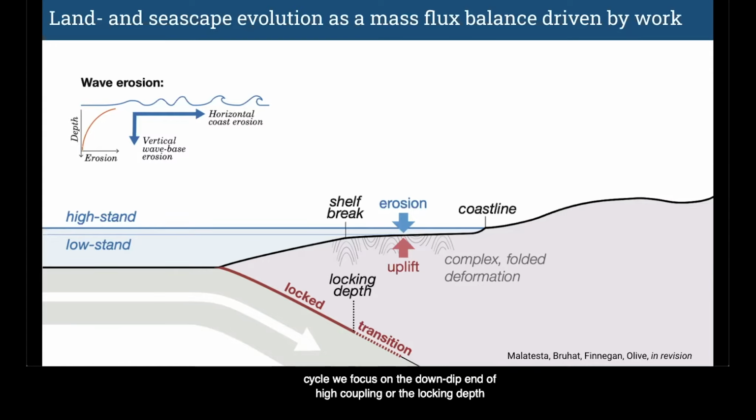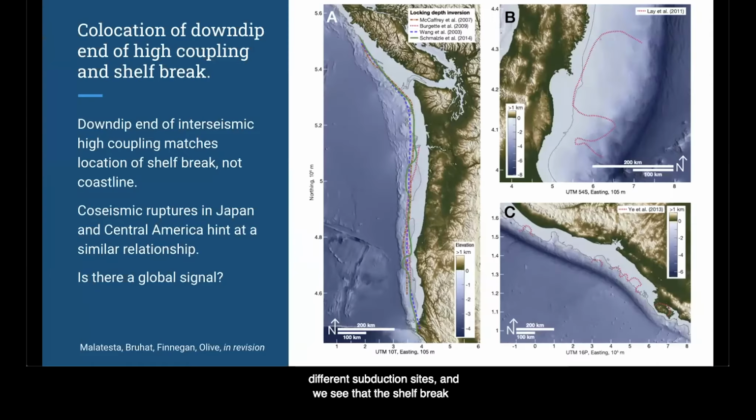For the earthquake cycle, we focus on the down dip end of high coupling, or the locking depth in the picture, and its position respectively to the surface features. So keeping track of the shelf break, the coastline, and the down dip end of high coupling, we can inspect different subduction sites. And we see that the shelf break appears to be a better guide for the position of the locking depth than, for example, the coastline. This is visible in Cascadia in the central figure on your screen, where we plot the down dip end of coupling from interseismic surveys, and we see that it corresponds to the shelf break.